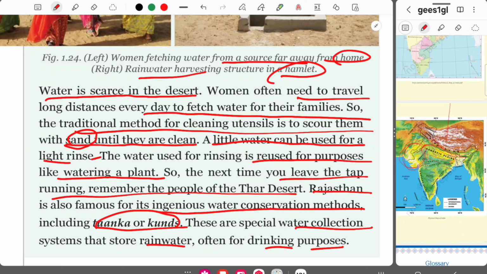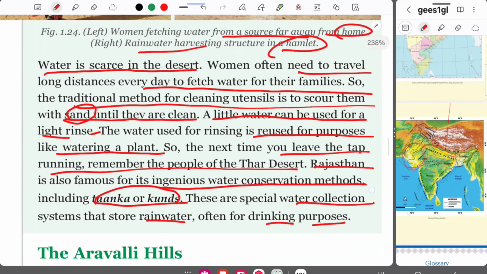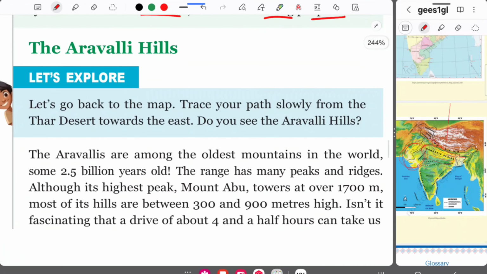They used to collect water, especially rainwater, and rainfall happens very rarely. There is no great amount of rainfall, and whenever rainfall happens, they used to harvest it very properly. They used to store it very properly for drinking purposes. So that was all about the Thar desert. Now let us move towards the Aravalli hills.